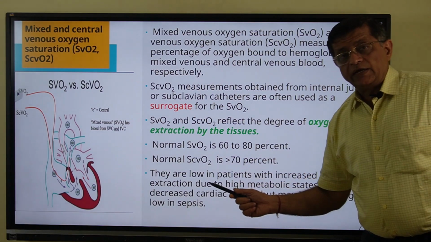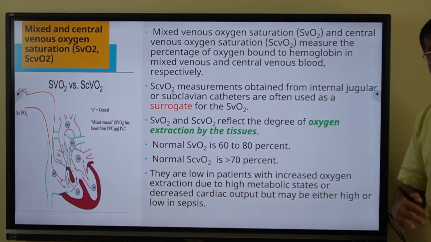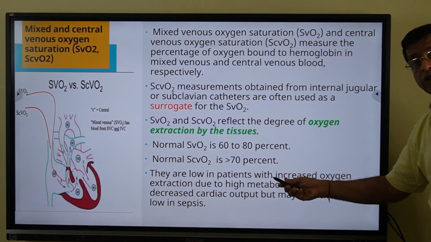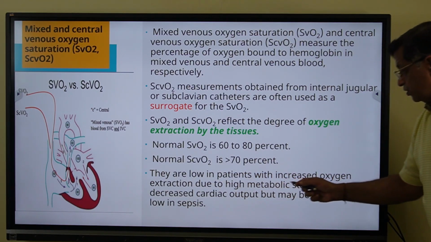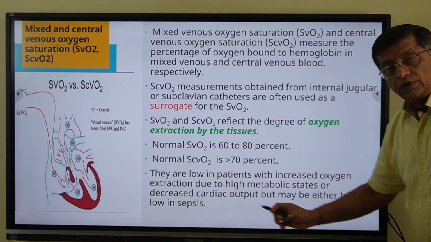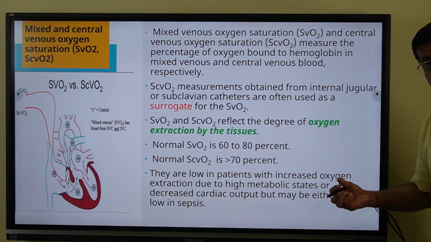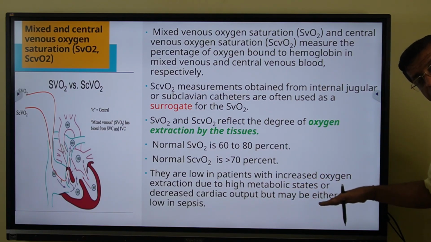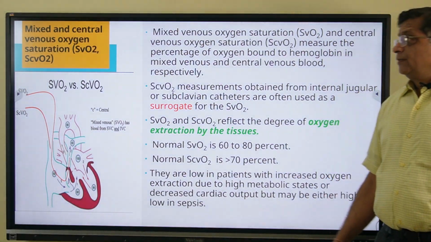So in the sepsis guideline, in early goal directed therapy, after all the parameters have been checked, if the ScvO2 was less than 70% or 60%, this was used as a criterion to start dobutamine, right? So they are lowered in patients with increased oxygen extraction due to high metabolic states or decreased cardiac output. Whenever the cardiac output is less or there are high metabolic states, more oxygen is extracted, so they are usually decreased in these patients. They are usually also decreased in sepsis. Sometimes they are increased in sepsis, but most of the time they are decreased.